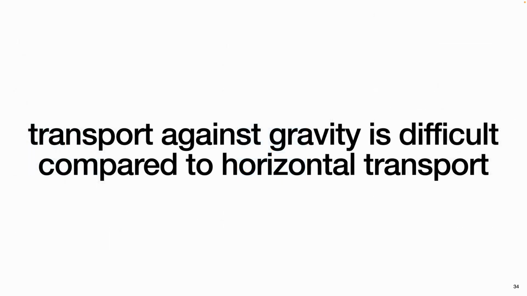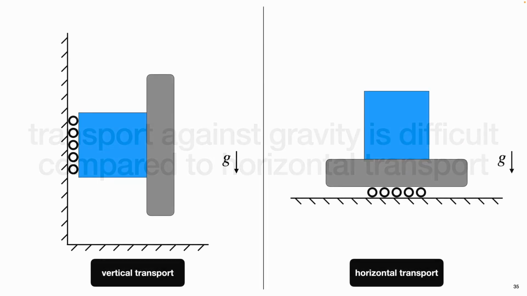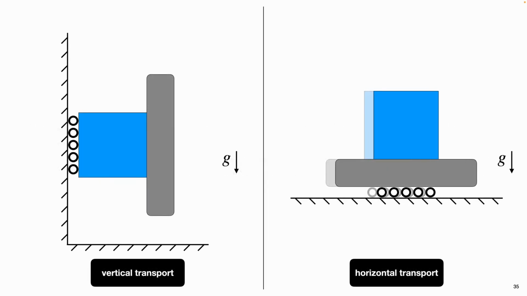However, vertical vibratory transport is much more difficult to achieve compared to its horizontal counterpart. Let's take a quick look at how we can achieve horizontal transport. In fact, we can still use the same sticking and slipping phases that we used for the vertical case in order to propel a part in a desired direction. However, there is a fundamental difference between horizontal and vertical transport.